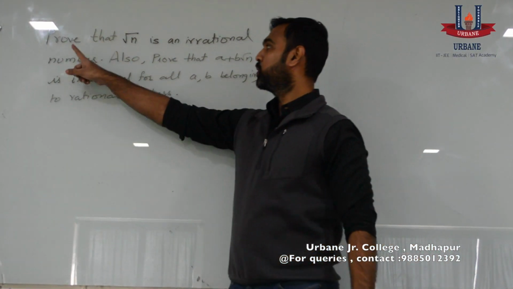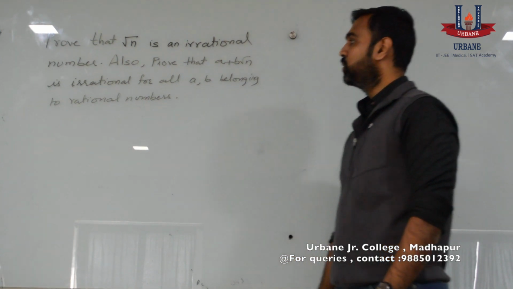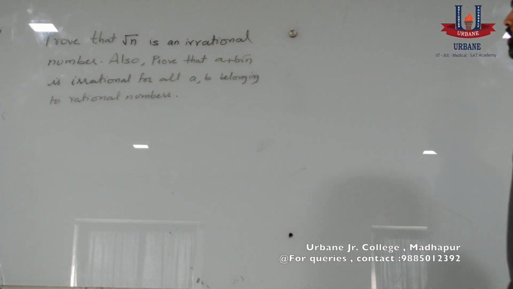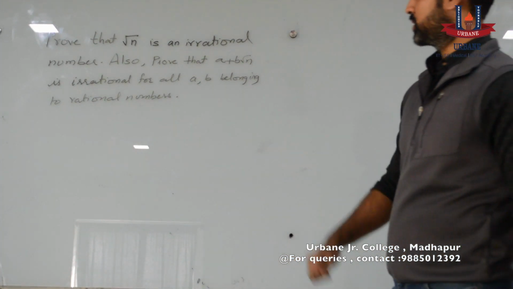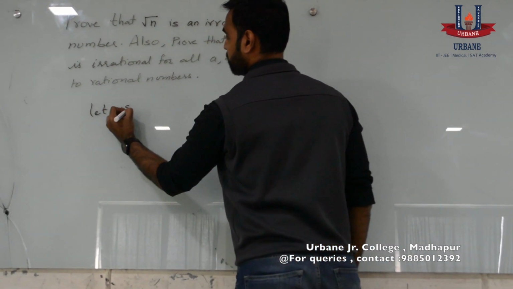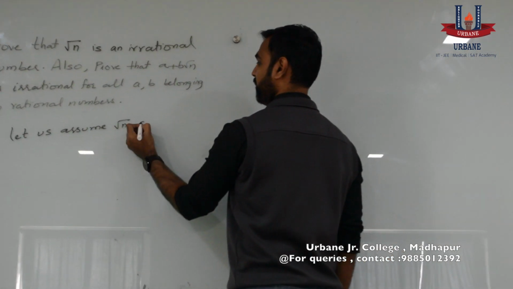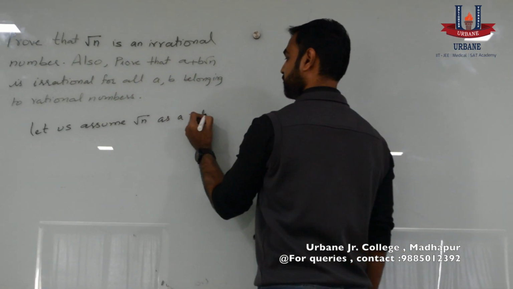Let's solve this question. Prove that square root of n is an irrational number. Also prove that a plus b root n is irrational for all a, b belonging to rational numbers. So let's start by assuming. Let us assume square root of n as a rational number.